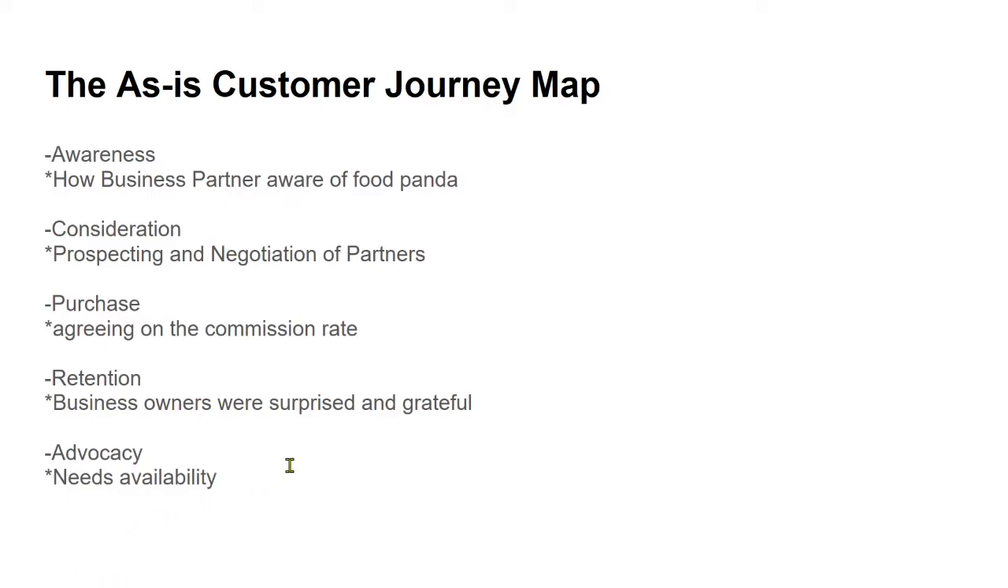So now that you've seen my as-is, and also my personal journey goal for my business partner, it's time for me to assess the various journey steps. There will be different phases within the journey steps, such as the feeling, the thought, and also the internal ownership. So the first journey step is awareness. Awareness refers to how well the business partner is aware of the Foodpanda app's services.